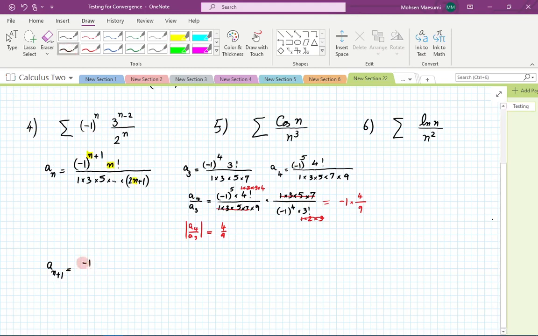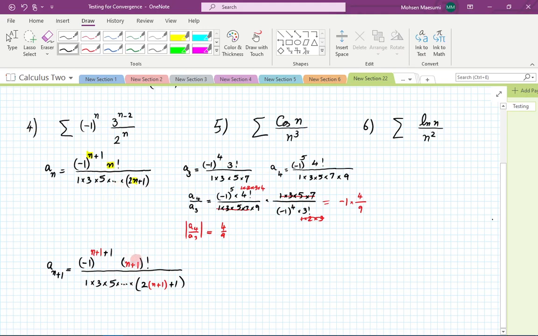So -1 to the power of, let me write it in a different color so you see what happens. All the yellow stuff is going to be turned into this red stuff. So it is going to be n plus 1, and then you have to put it in parentheses so you don't misunderstand that. And in the denominator, 1, 3, 5. Instead of n, I have to write n plus 1. So I write n plus 1 and then plus 1. So that's what a(n+1) is going to be. We have to take the ratio of these two.